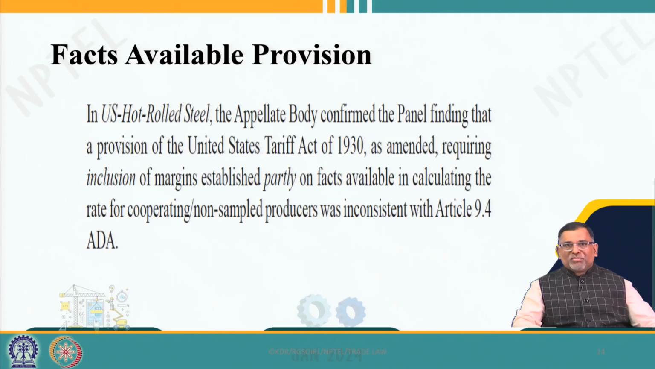So, the story is very simple. They included a provision which says that they will calculate the dumping margin differently for those who are cooperating and those who are non-cooperating. The Appellate Body said that this is a discrimination against cooperating and non-sampled producers, with regard to Article 9(4) of the Anti-Dumping Agreement.